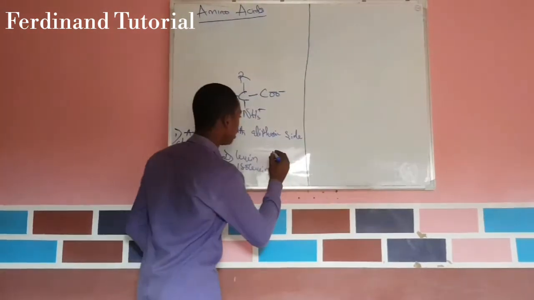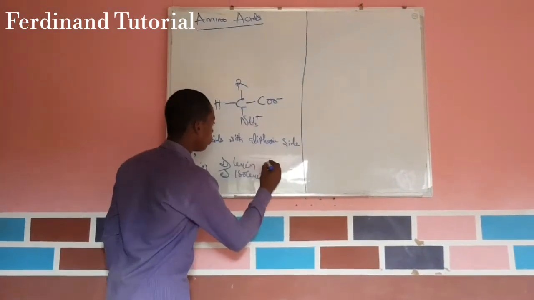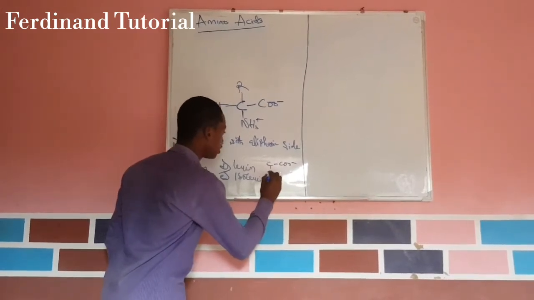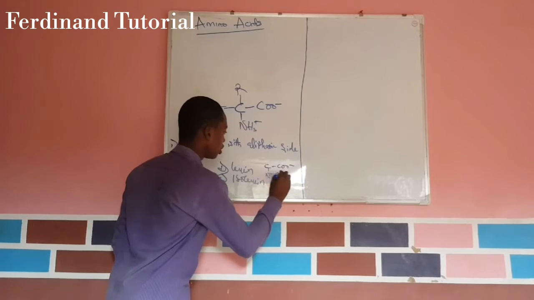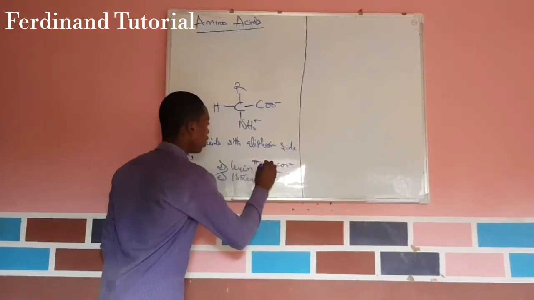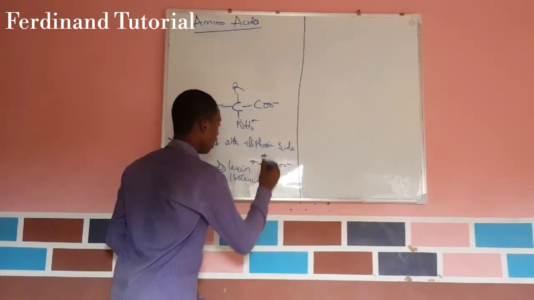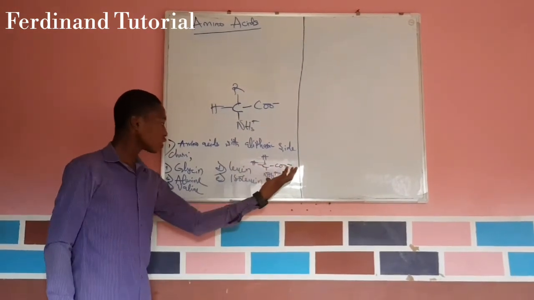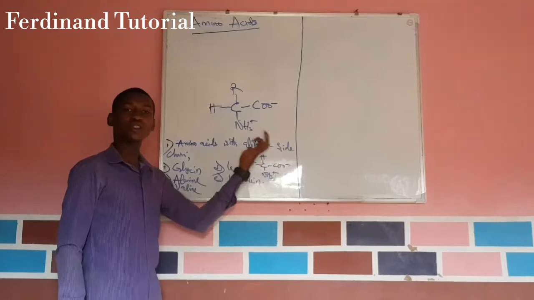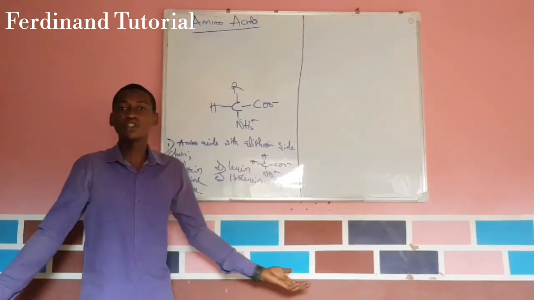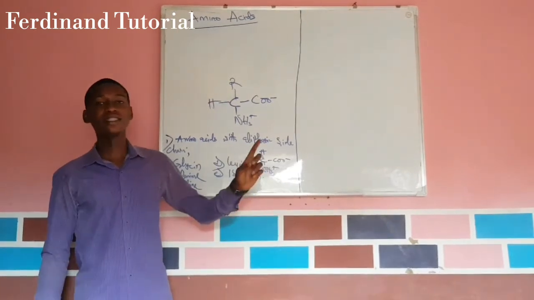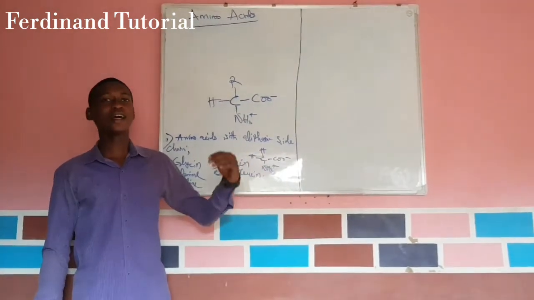Let's check. We have C, we have COO minus, we have NH3 plus, we have H. Here, this R will be H. Are you getting it? Look at the carbon atom. It's not chiral. We have only two kinds of atoms here, and this one is an ordinary hydrogen atom, it's not a family. So out of the 20 amino acids, glycine doesn't have a chiral carbon atom.